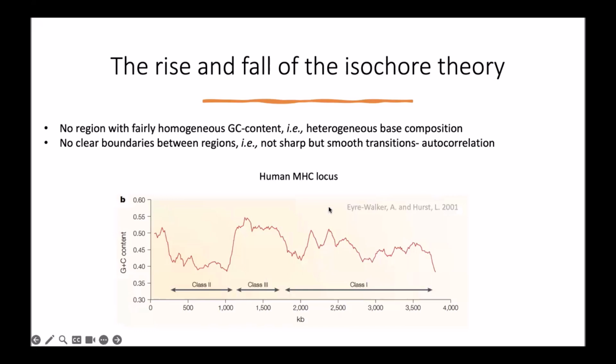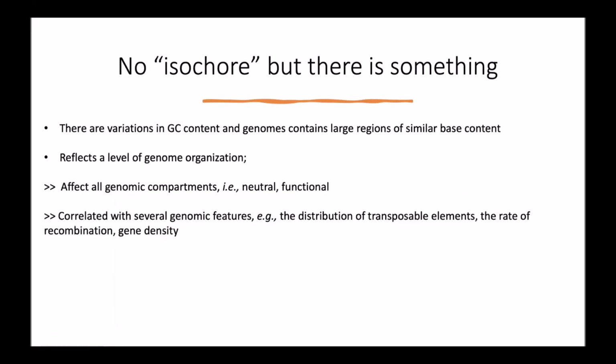The best-fitting example of this classical isochore theory was the human MHC locus. But even there, we were observing heterogeneities, and there was just one sharp transition, but the other transitions were mostly occurring more smoothly. So even though there are no isochores, there is still something.